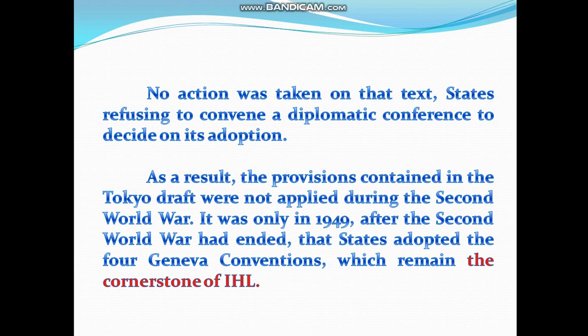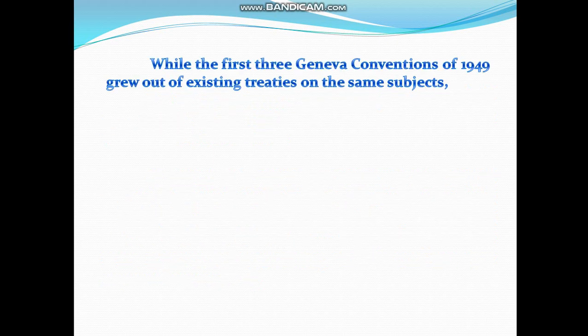It was only after 1949, after the Second World War had ended, that states agreed to adopt the four Geneva Conventions. The first one regarding the amelioration of conditions of the wounded in the battlefield, the second one at sea, and the third one regarding the treatment of prisoners of war. They added the last one regarding the protection of civilians, detainees and internees. These four main conventions represent the cornerstone of international humanitarian law in its modern shape.